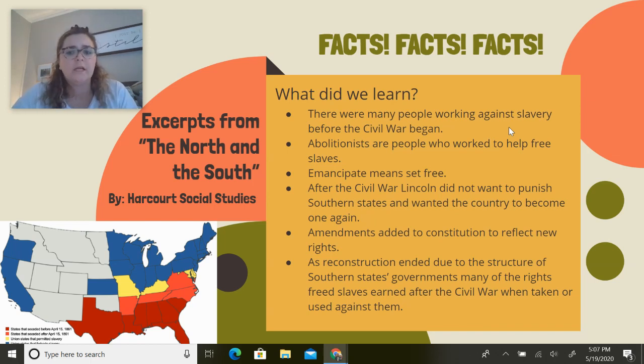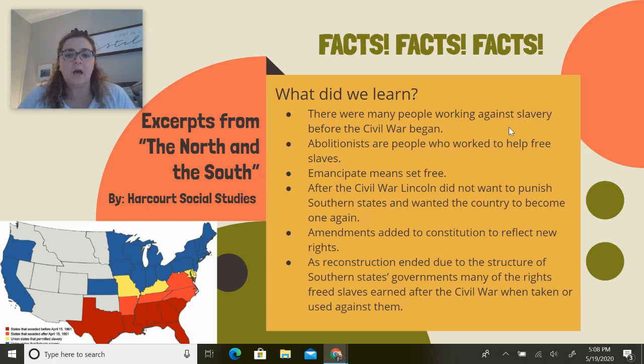After the Civil War, Lincoln did not want to punish the southern states and actually wanted the country to become one again. That's an interesting idea, because you would think, hey, these states left our country, we need to punish them in some way to teach them a lesson. However, Abraham Lincoln really just wanted the country to be the United States, and did not feel punishing them was the best way to go.